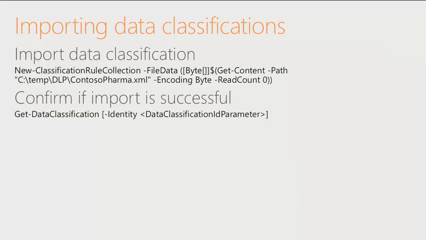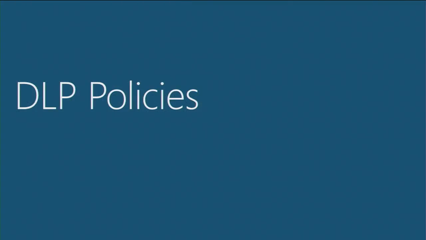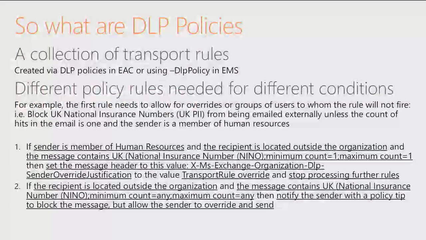It will do all the XML checks and so on. So if it's invalid XML, it won't import it and things like that. And then you can go get data classification, and it should return all your data classifications, including all the built-in ones, the Microsoft ones for all the credit cards and so on. And it should return your one in the list as well. Once you've got your data classification in, you can create your DLP policy. Your DLP policy is a collection of transport rules that look for that data classification.